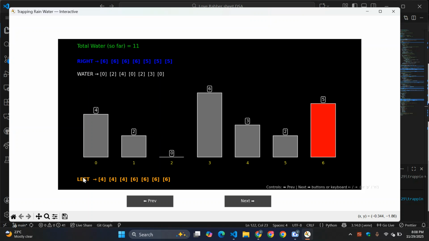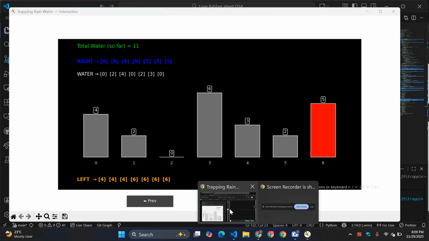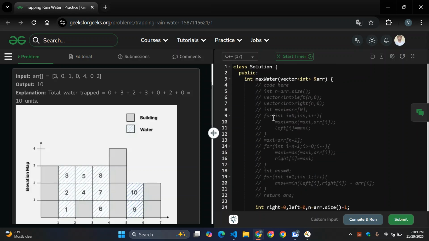From the left side we have to just take the maximum value at each index, and from the right side we also have to take the maximum value at that index. After that we just have to subtract the current index value from the minimum of right and left. Okay, so I have written that complete code here, you can easily understand that.